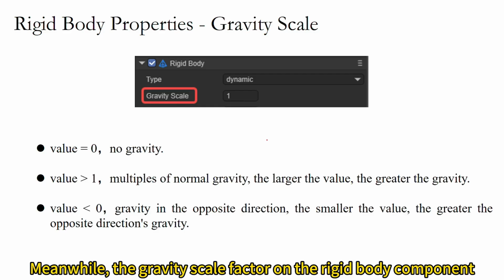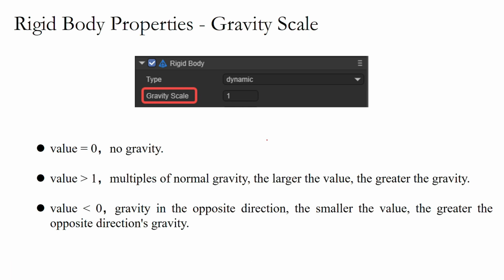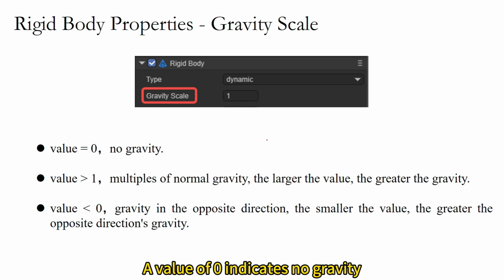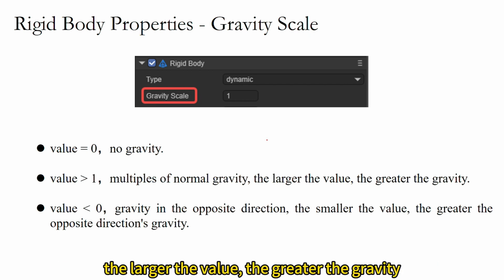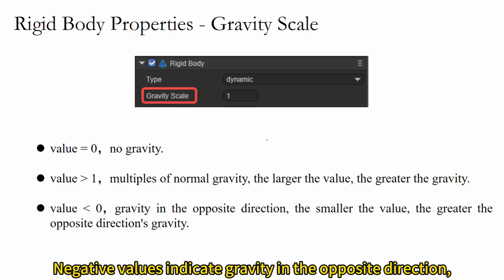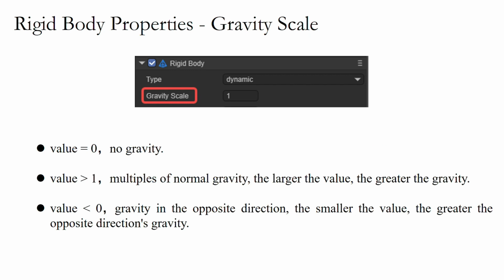Meanwhile, the gravity scale factor on the rigid body component is used to independently affect the gravity effect on a single dynamic rigid body. A value of 0 indicates no gravity. Values greater than 1 indicate multiples of normal gravity. The larger the value, the greater the gravity. Negative values indicate gravity in the opposite direction. The smaller the value, the greater the opposite direction's gravity.